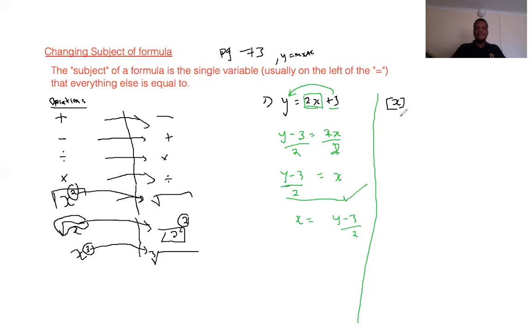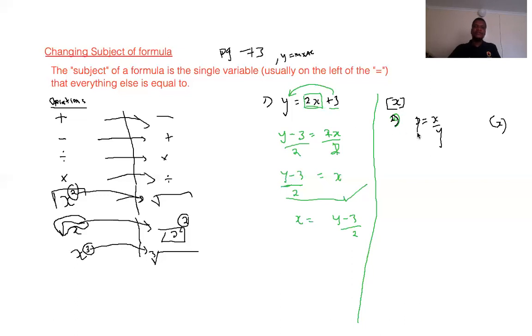Example 2. We are given P is equal to x over y, and we are told we should make x the subject of the formula. Okay? P is equal to x over y, and we are told we should make x the subject of the formula.